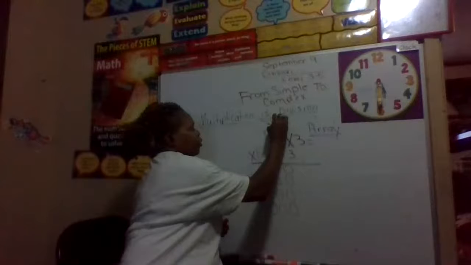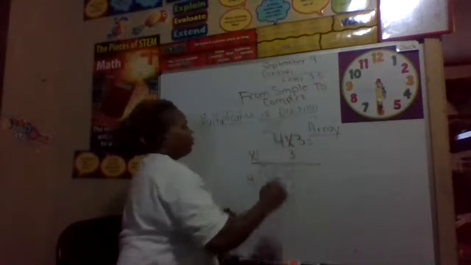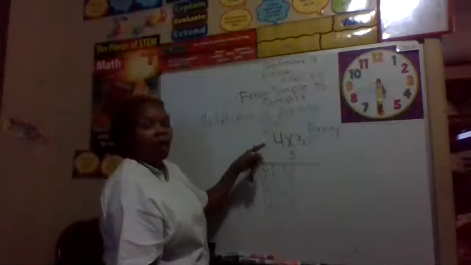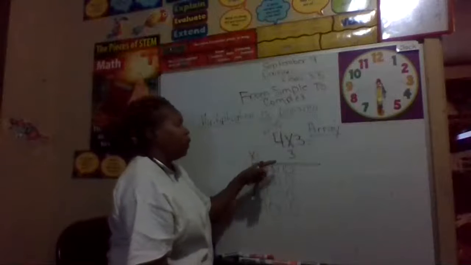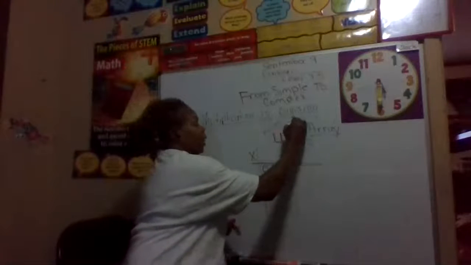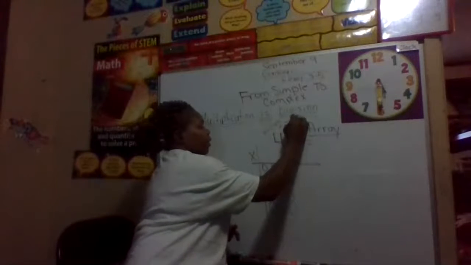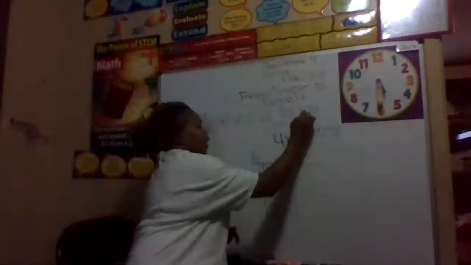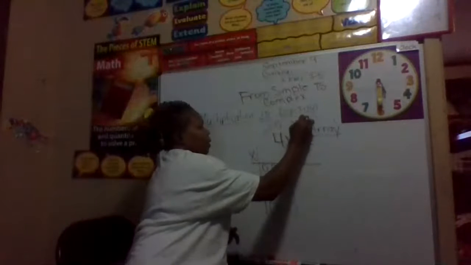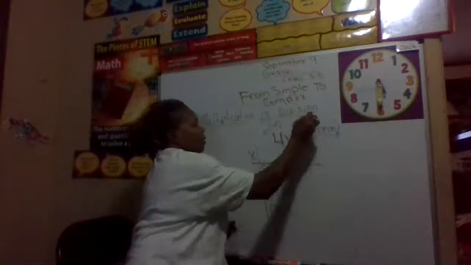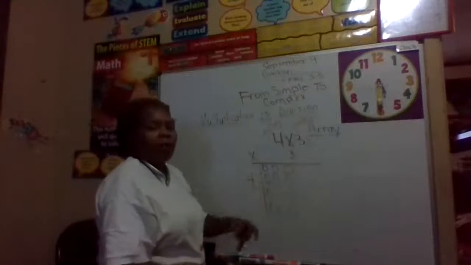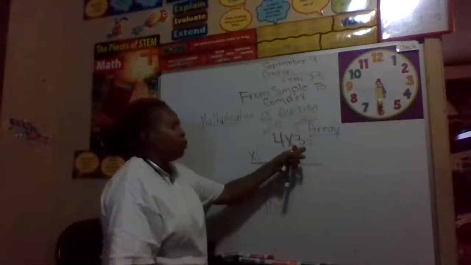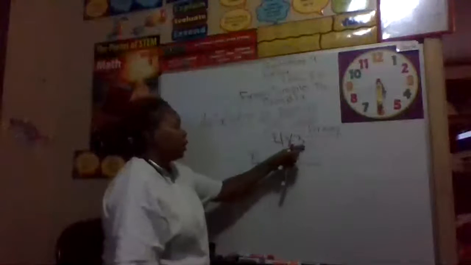I'm trying to use a series of colors so it'll make it a little easier for you. That first number is always going to be your multiple. This second number is going to be your counted number. Your counted number. That's your how many times, okay? That's your how many times. How many times what? How many times you're going to add this number? So you'll add this number 3 times.